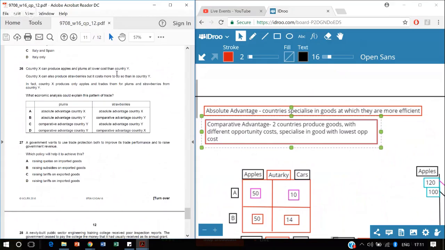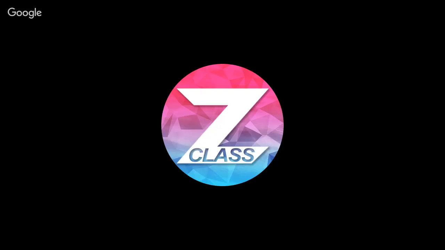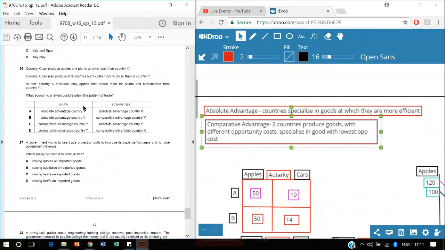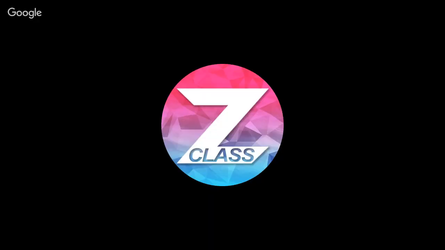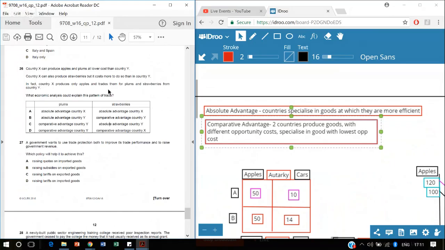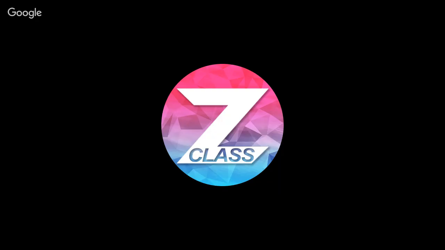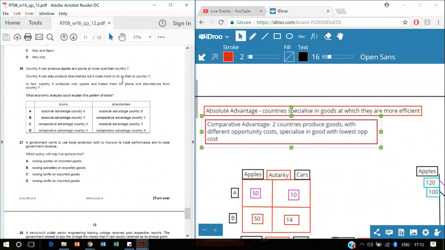So we're looking for one which says that country Y has absolute advantage in producing strawberries. Understood. That would be the only one that works for that. But let's go into more detail and do the other side as well. Oh my God, I realized why I was confused about why it wasn't A, and then I realized it said country X, and that would not work out. Whereas for comparative advantage, sure, country X can produce apples and plums cheaper.